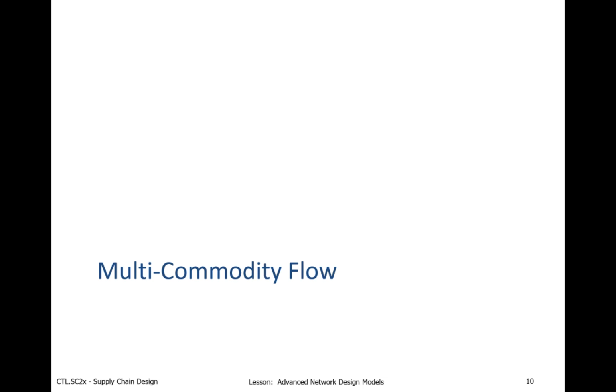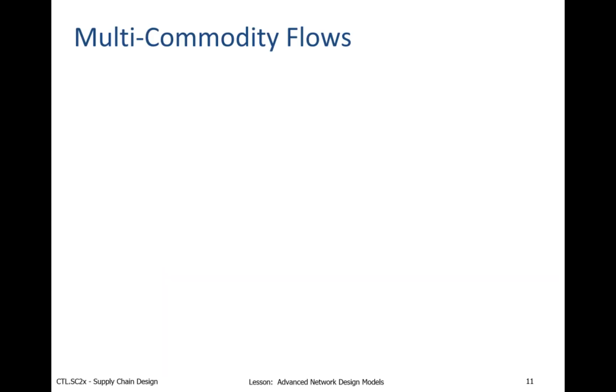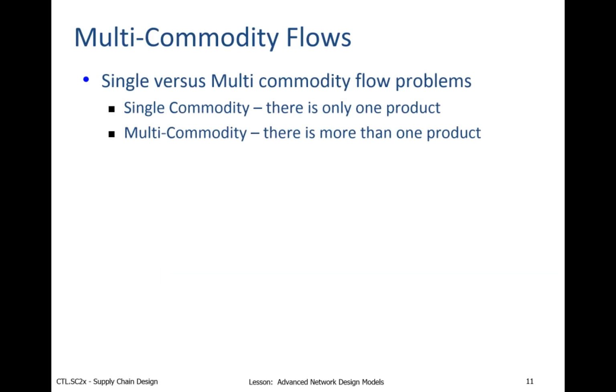So let's talk now about multi-commodity flow. So far, everything we've looked at has been a single commodity, and that is there's only one product that flows from our sources to our sinks, our origins to our destinations. And it doesn't matter where my product came from, or which of the destinations it goes to, it was the same one. So now we're going to introduce a more realistic assumption that there are multiple commodities, or the multi-commodity flow problem.